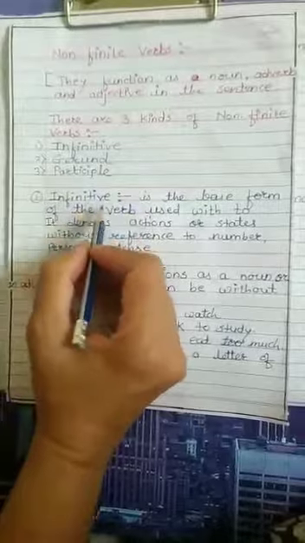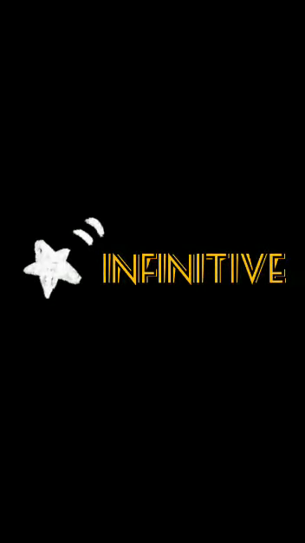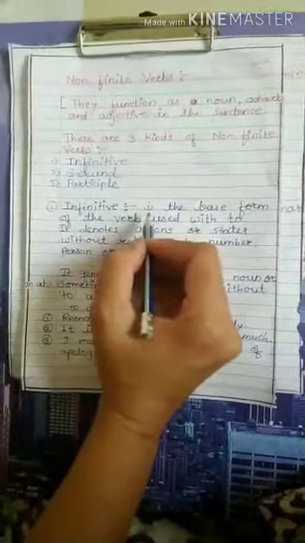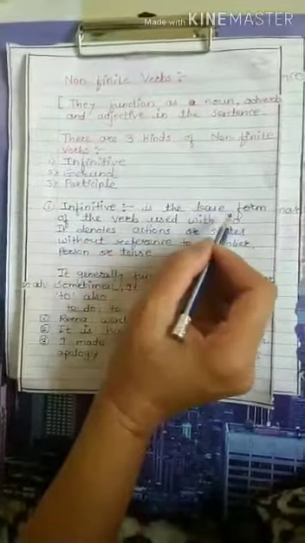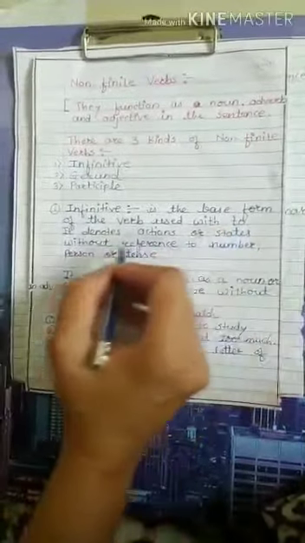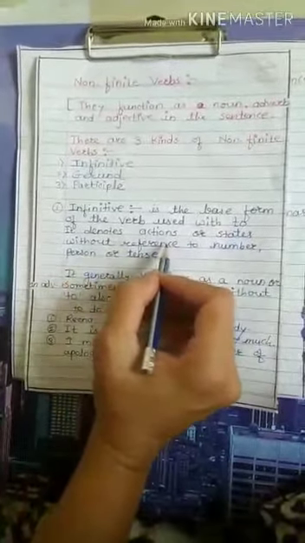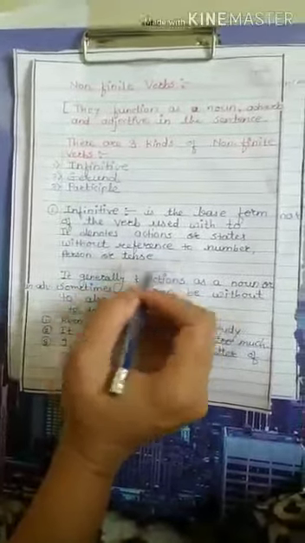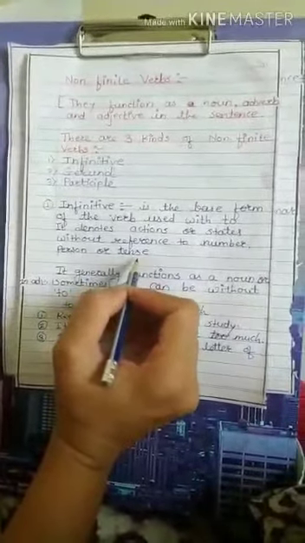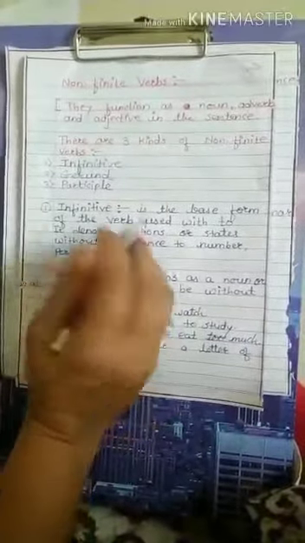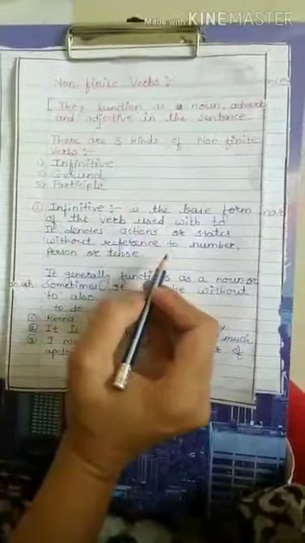Let us first study what is infinitive. Infinitive is the base form of the verb used with to. It denotes actions or states without reference to number, person or tense. What I have said here, it denotes. It does not perform any actions.